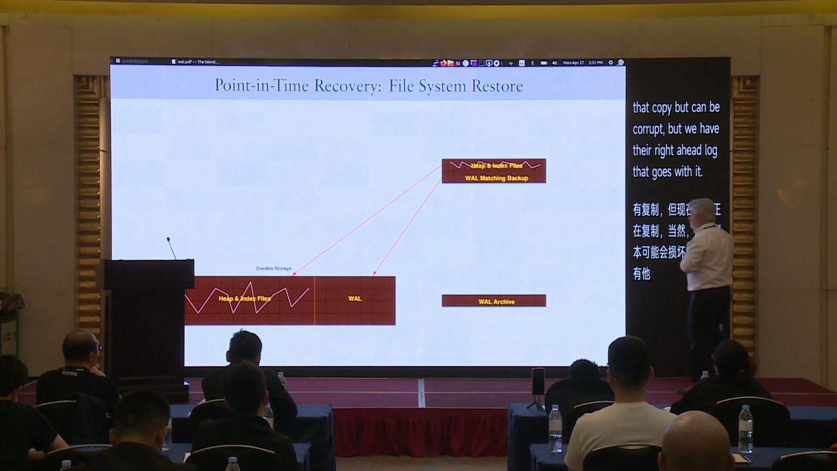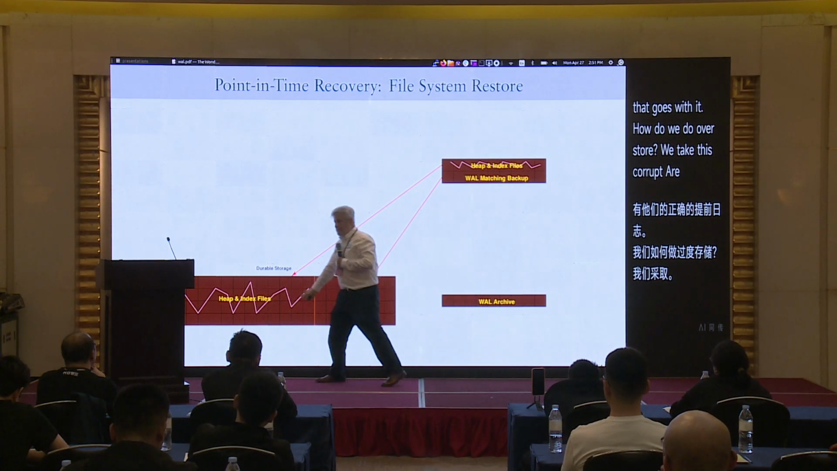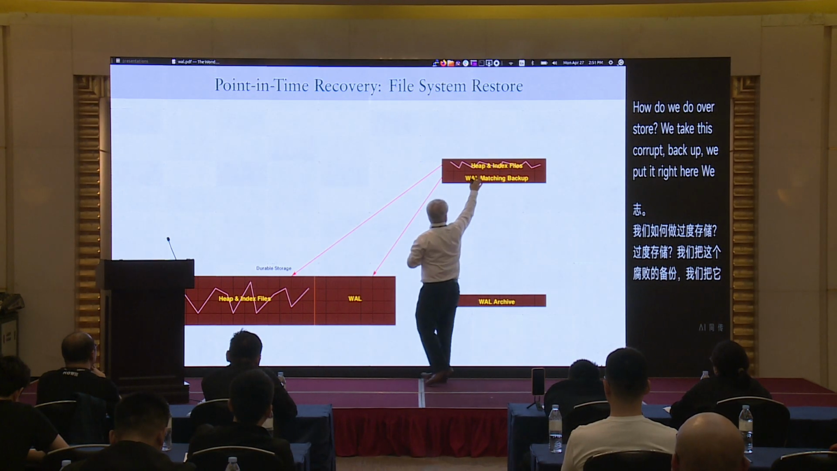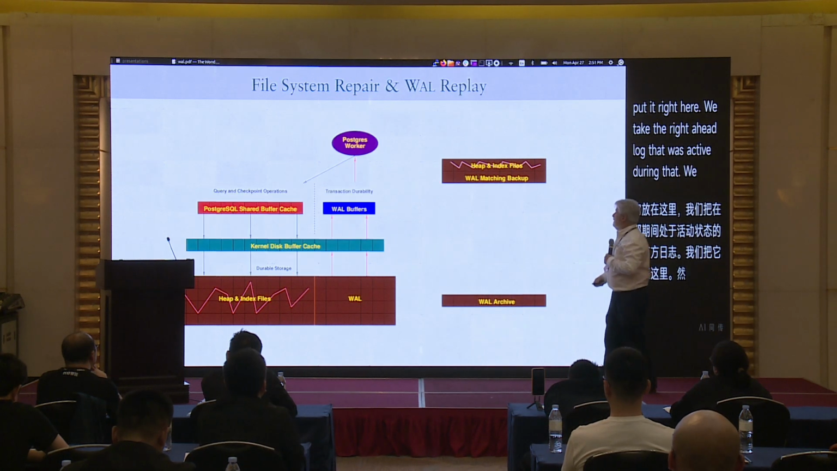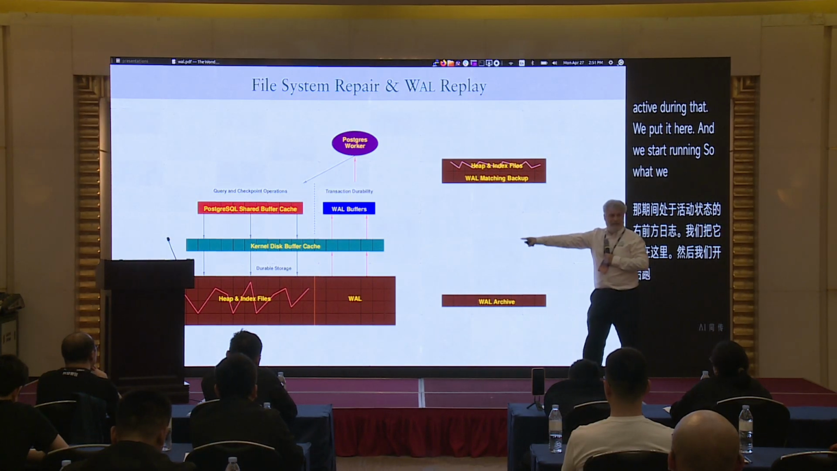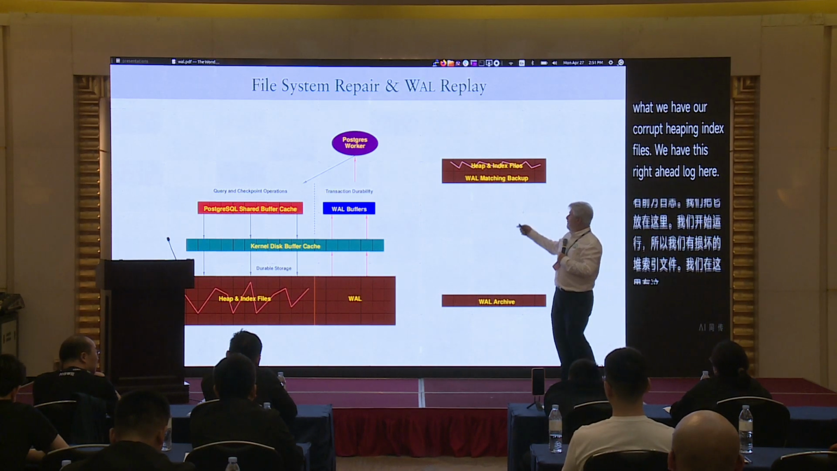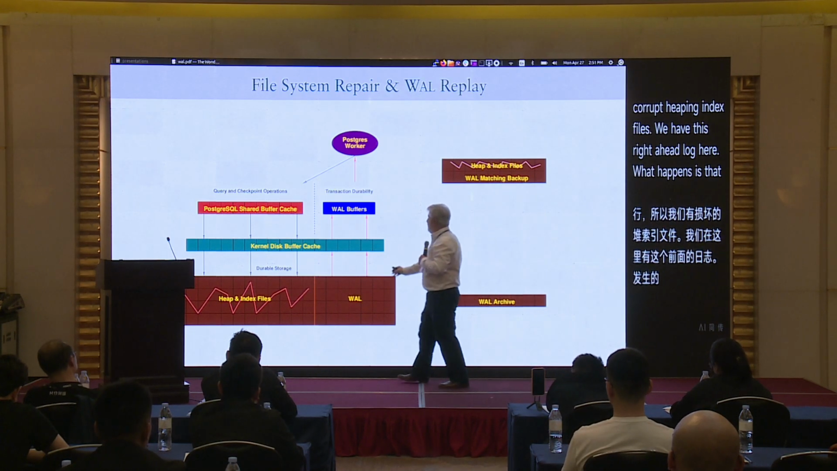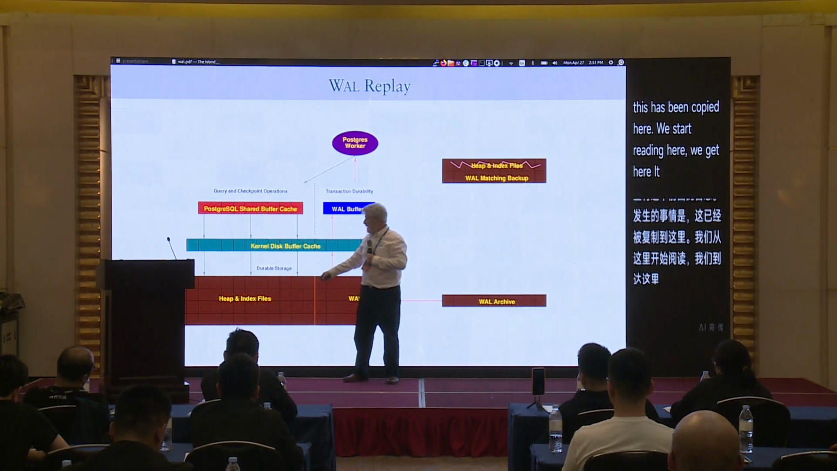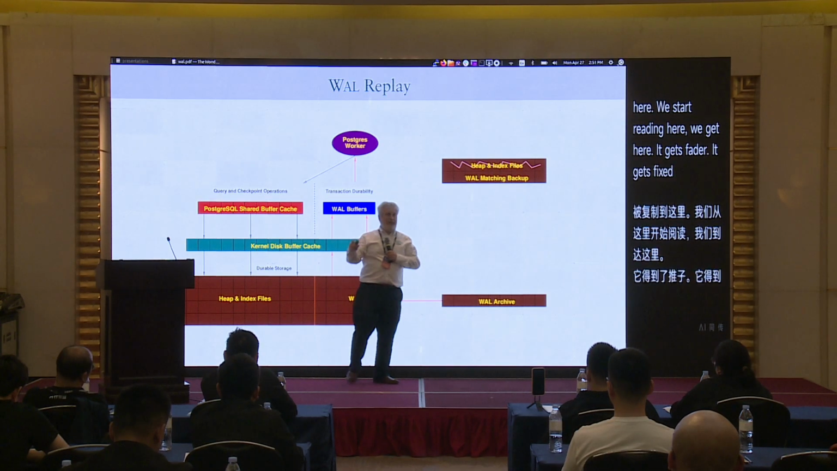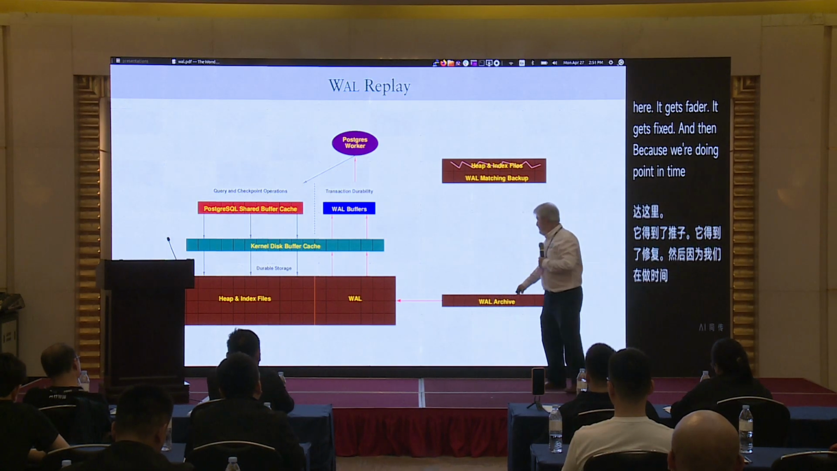Okay? So how do we do a restore? We take this corrupt backup, we put it right here. We take the write ahead log that was active during that, we put it here, and we start running. So what we have are corrupt heap and index files. We have this write ahead log here, okay? So what happens is that this has been copied here. We start reading here, we get here, it gets fixed. And then, because we're doing point-in-time recovery, we're going to now use this.